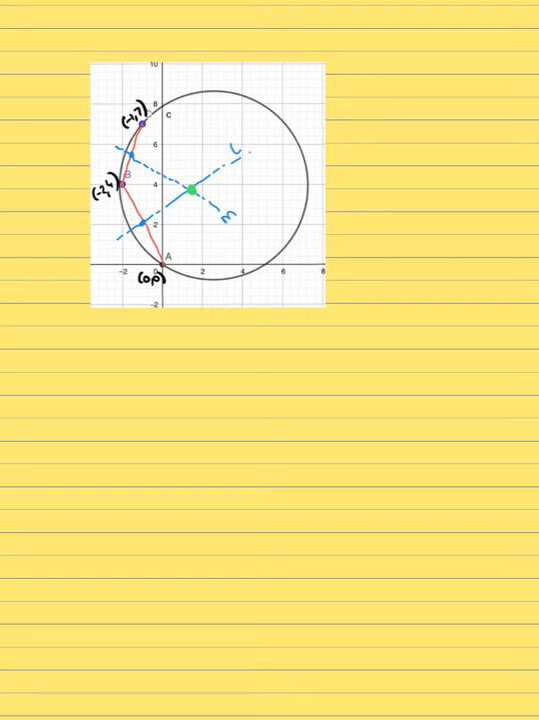So I want you now to pause the video and look at this question again, and this time find the centre of the circle using the fact that it lies on each of the bisectors of these chords. So try that one now, please.